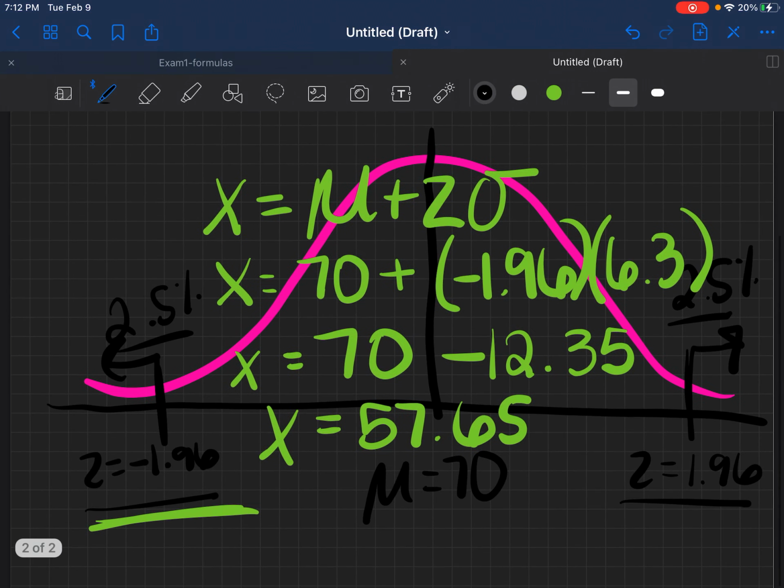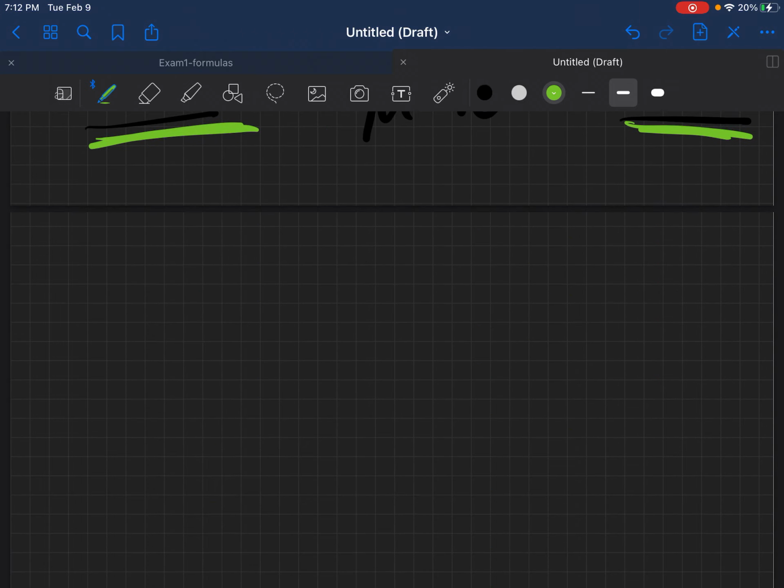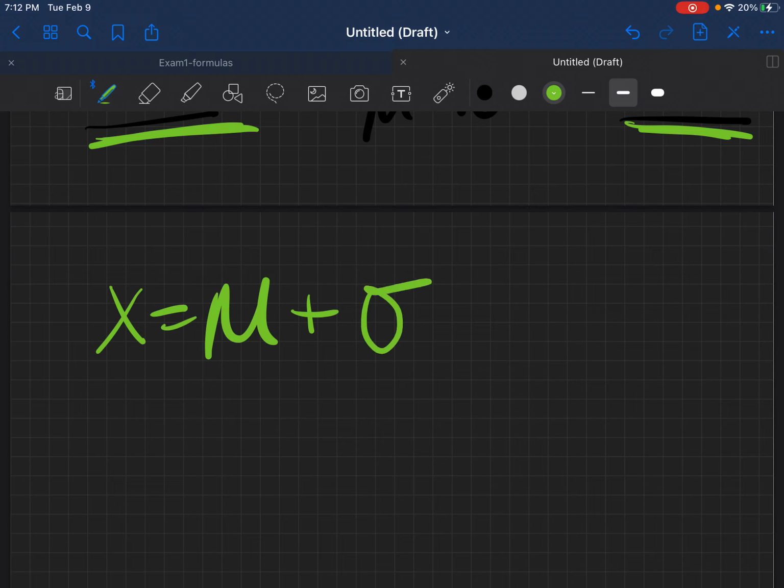57.65. We're going to do the same thing for the value over here. We're just going to plug in positive 1.96 instead of negative. So x equals mu plus z times the standard deviation.